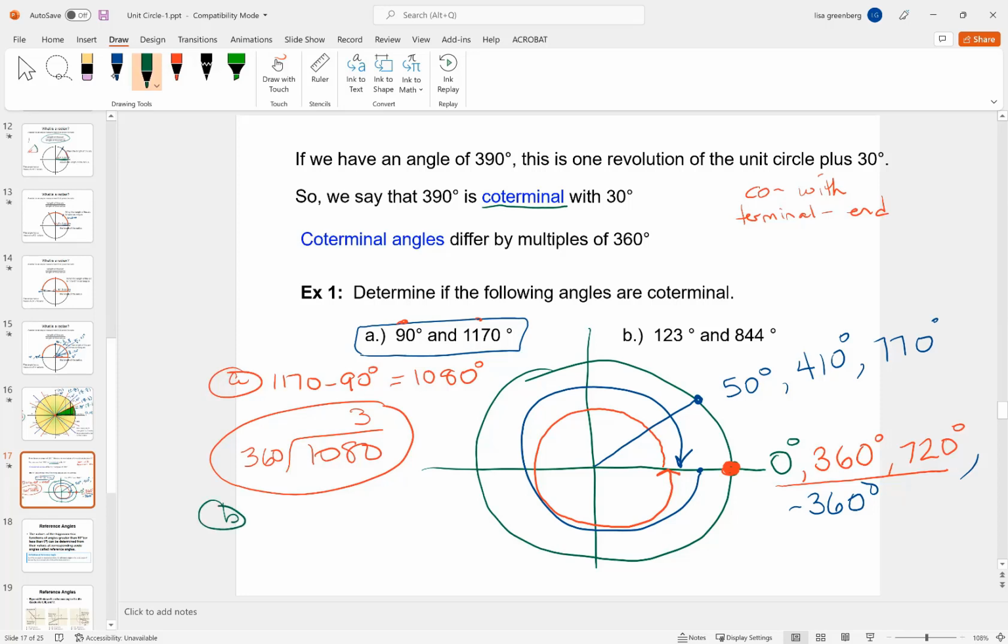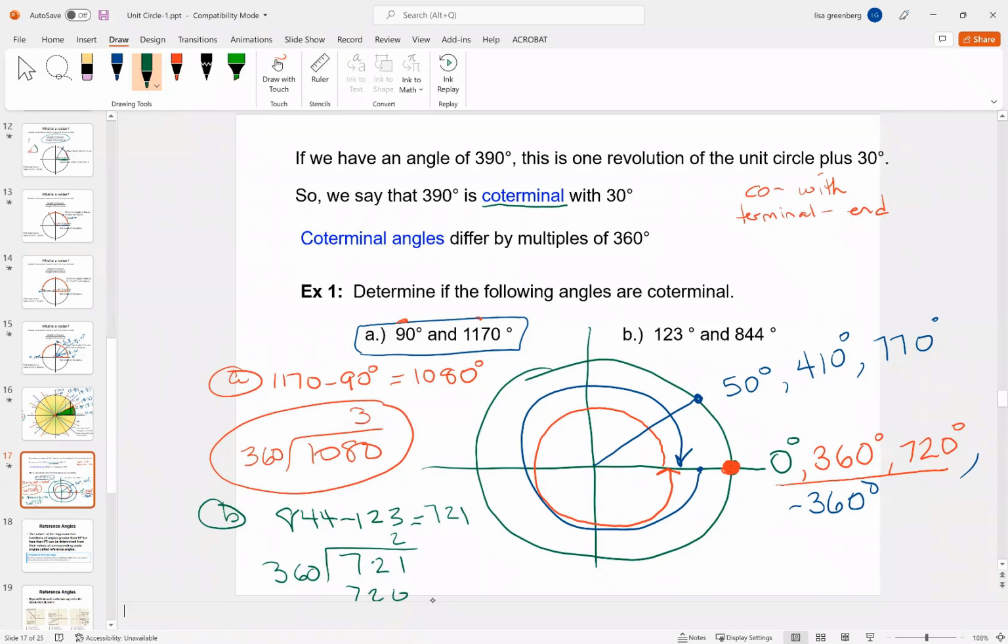Okay, let's just do B real quick and let's see what happens. So we have 844 minus 123, and we get 721, I believe. Yeah, I got it, 721. Okay, and then if I divide 721 by 360, well, I know 360 times 2 is 720. But notice I have this remainder of 1, which means these are not coterminal. They do not end in the same place.